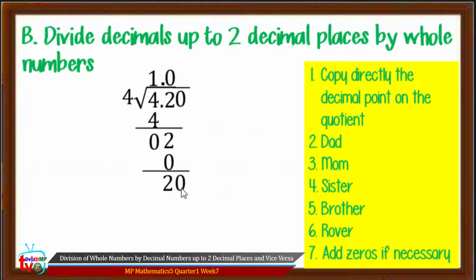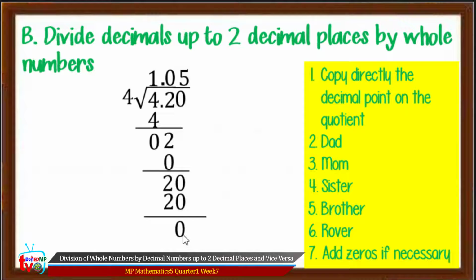20 divided by 4 is 5. And then 5 times 4 is 20. Next step is subtract. 20 minus 20 is 0. So, let us end there because there are no more zeros to be added. The last answer there is 0.